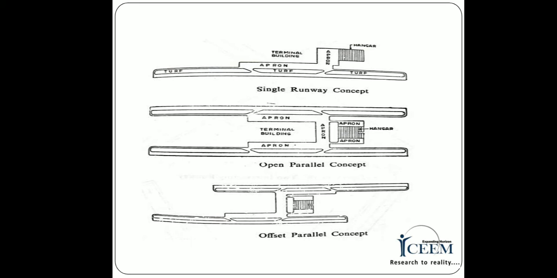In the figure, we see different types of layout, that are single runway concept. Next one is open parallel concept and offset parallel concept. In single runway there is only one runway. Next is open parallel concept, in which the apron and terminal building are in the middle and two runways are provided. Offset parallel concept, in which an offset is given like shown in the figure.